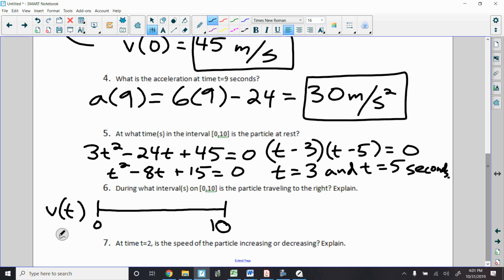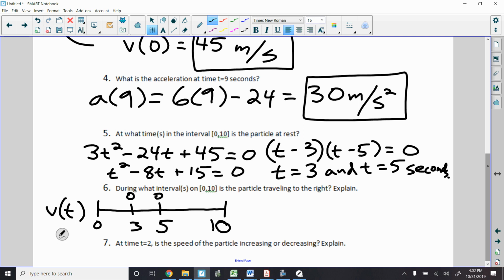So I know 0 and 10 are the bounds on my interval, and now I'm just going to go ahead and plot the two zeros I got from question 5, which would be at t equals 3 and t equals 5. Again, I know my velocities there are 0 because I just solved that equation setting it equal to 0. Now what I want to do is test numbers in between these zeros.